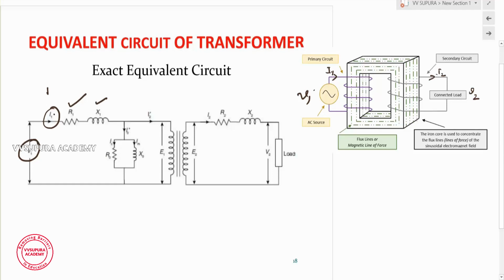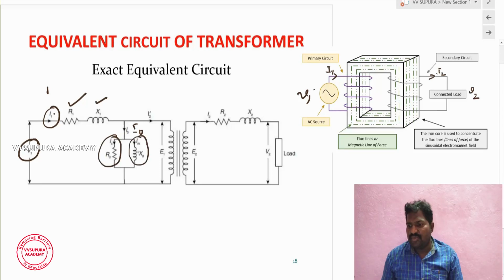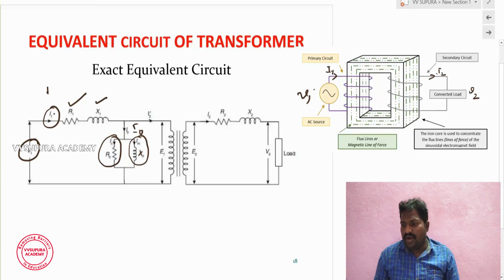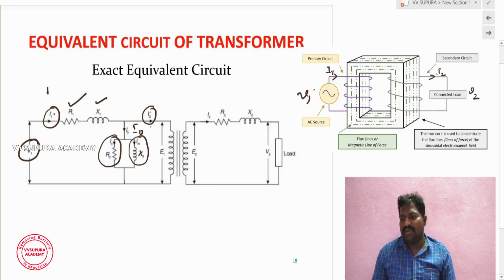Now it is the no load current I0, and it has two components, the working component IC and the magnetizing component. The magnetizing component is responsible for developing the flux, that's why it is X0, and the working component is responsible for overcoming the iron losses, that is R0. Now after the load is connected, some I2 dash current flows in addition to this. Now the primary current is the total.